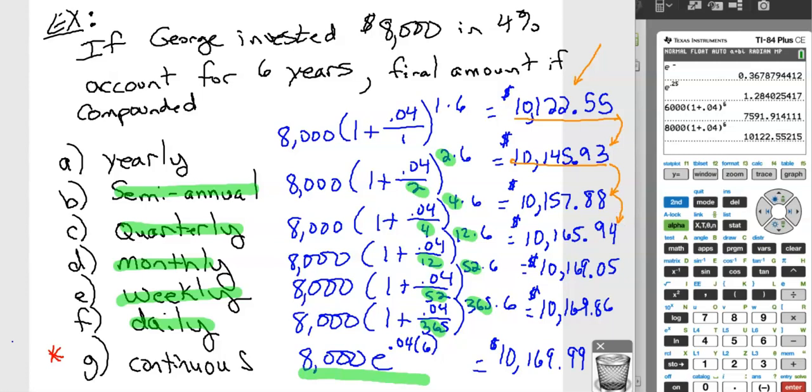Now, some of you guys say, well, it doesn't look like it's that much more. Matter of fact, if you look at daily and you look at continuous, it literally is only 13 cents more. Well, keep in mind a couple things. First of all, it's only $8,000. Now, $8,000 is a lot of money, but to some people, we could be talking about $800,000, or $8 million. It could also be a higher interest rate. It could be 5% or 10%.